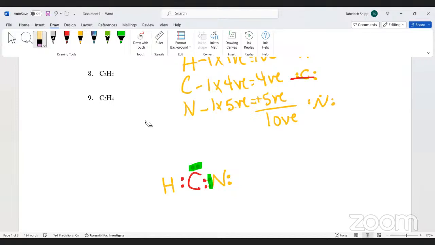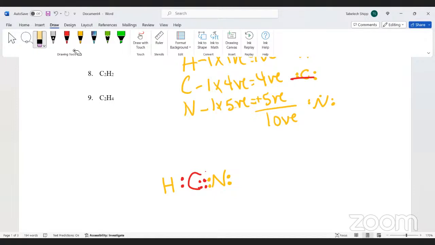So carbon says, all right, let me give you 2 of mine. So I'm going to take these 2 at the top and bring them right here. And this is where you get what's called your triple bond. You get a triple bond.